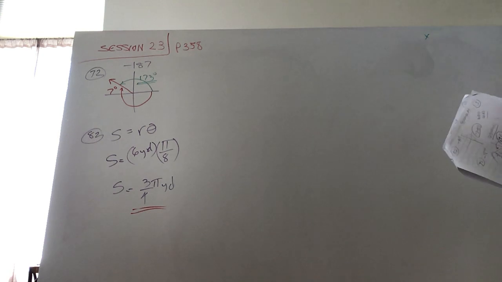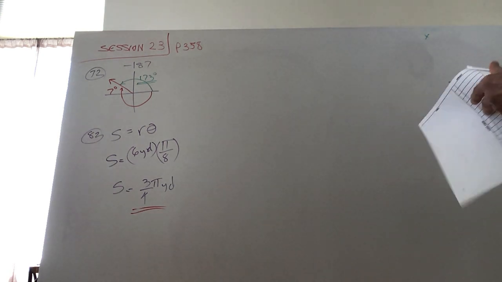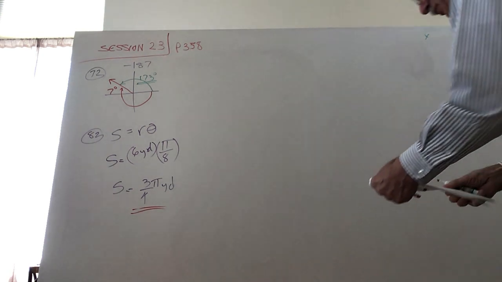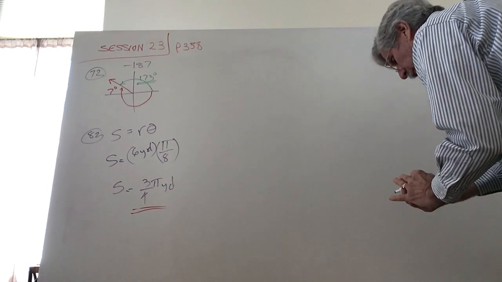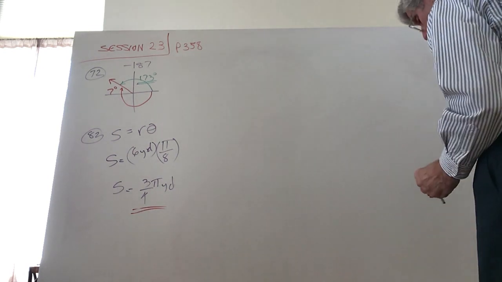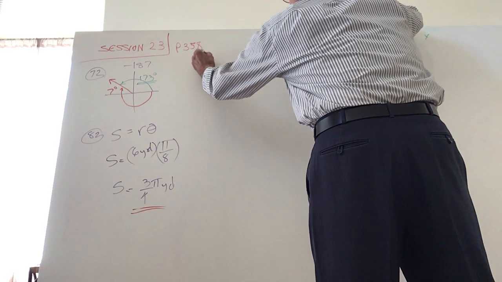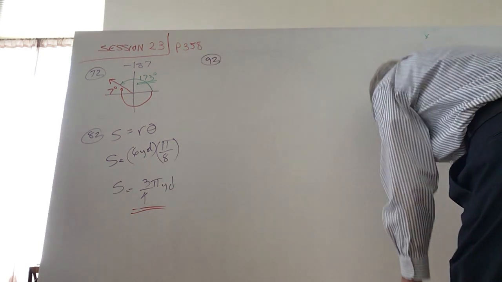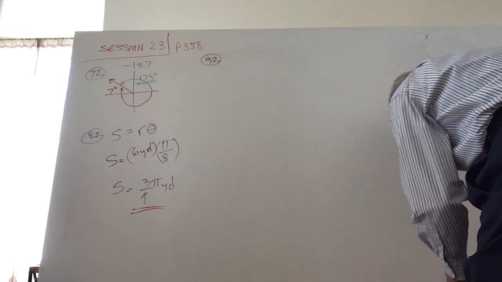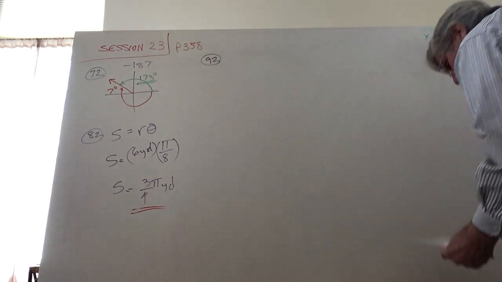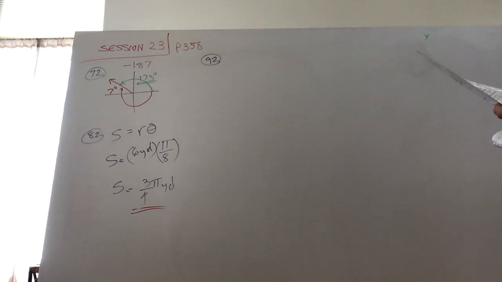And lastly, number 92, kind of a short session today because it's after the test and just a few problems. I would ask you to do it at home on your own. 92 says to find the area. Find the area for 92, and this time I think 92 we're given degrees, aren't we?